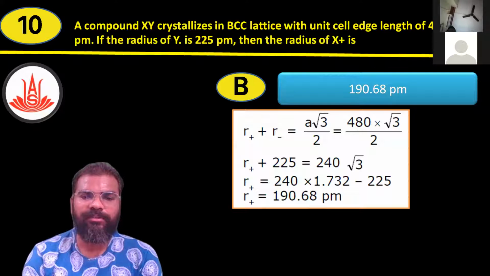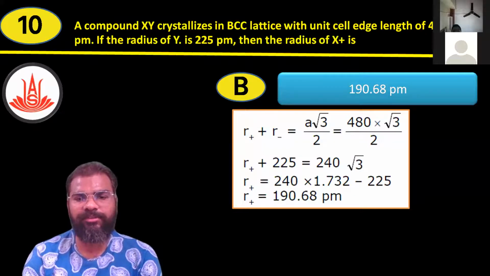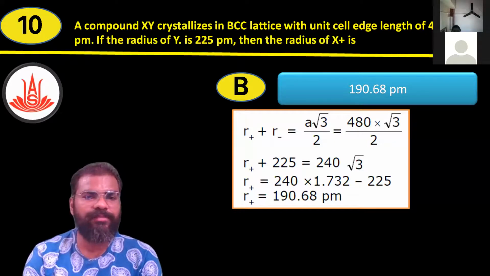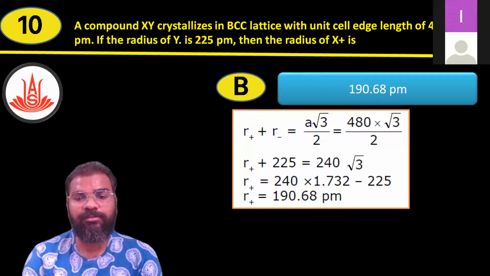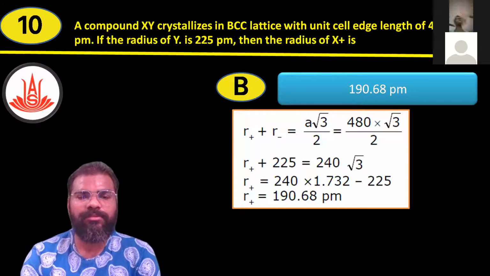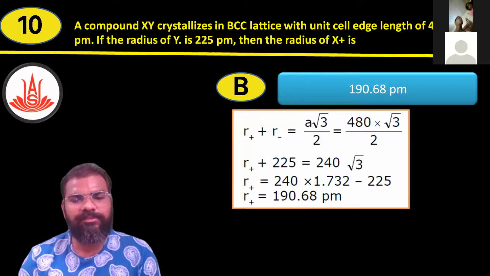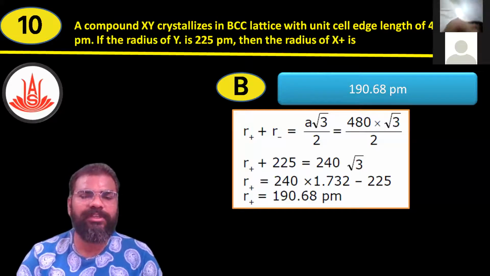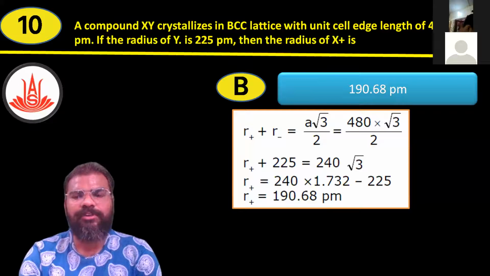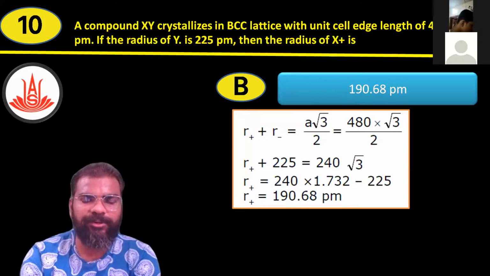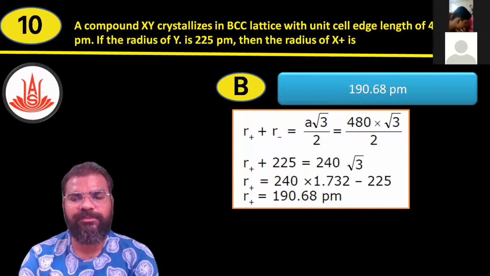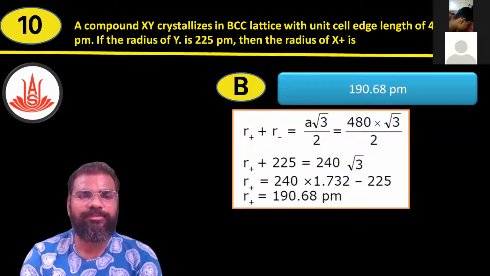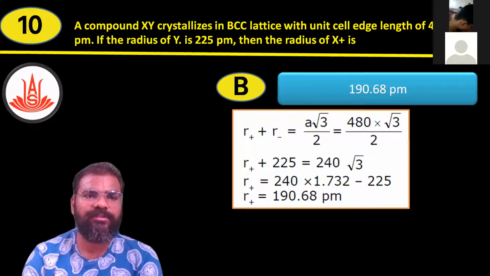So if you give R minus 225 picometer and 240 root 3, then R plus is equal to 240 into 1.732 minus 225. If you simplify this, 240 multiplied by 1.732, take the answer, then subtract 225. So you'll get the answer, that is 190.68 picometer. So option B, 190.68 picometer, is the correct answer.